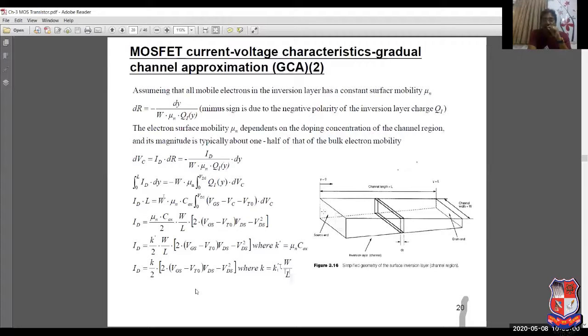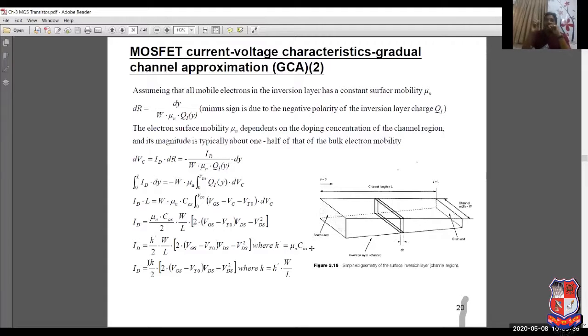So from the point where VDS is 0 to VDS less than VGS minus VT, the current increases linearly, and the value is k/2 into (2 times (VGS minus VT0) into VDS minus VDS square), where k is the empirical parameter k' into W by L. This k' is equal to mu n into COX. So once you have fixed your VGS, your VT0 is also fixed, and your VDS is also fixed.